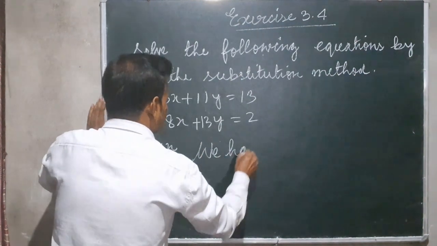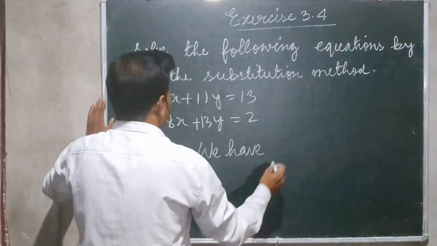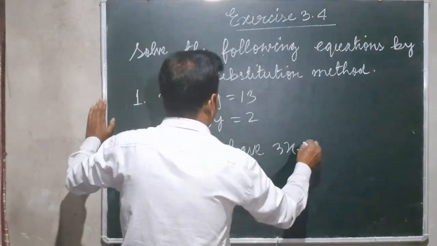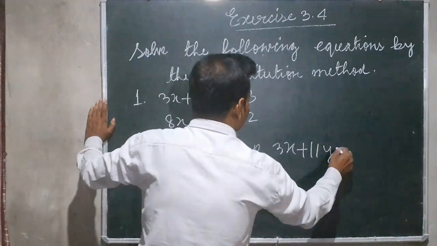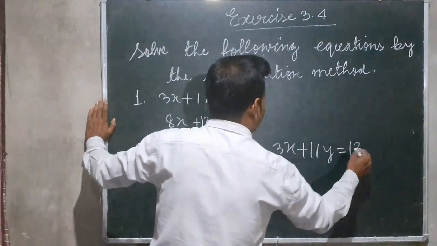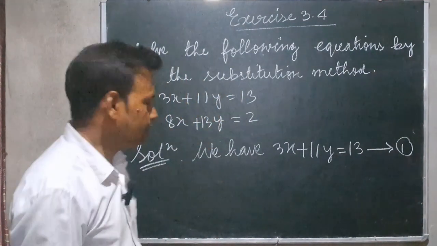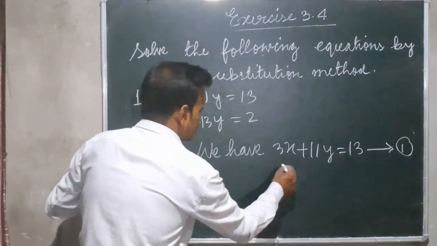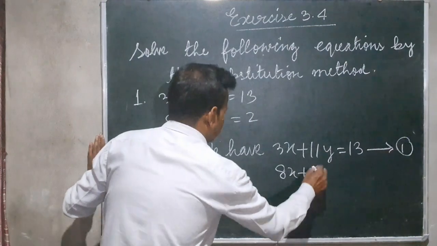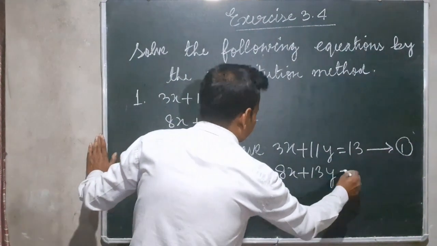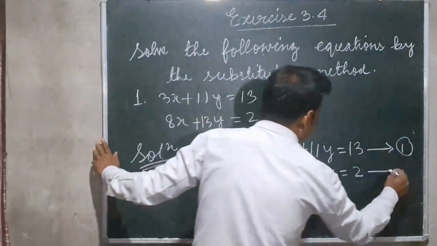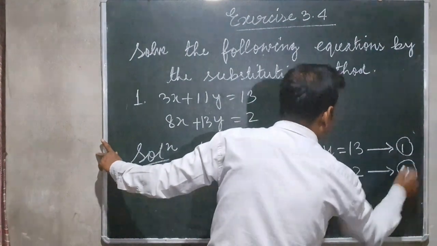We have 3x plus 11y equals 13. We have to mark it as equation number 1. Next one is 8x plus 13y equals 2. Similarly, we mark it as equation number 2.